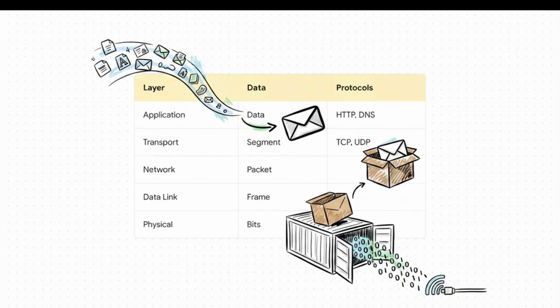Then, in the transport layer, it gets carved up into a segment. Moving down to the network layer, it's tucked inside a packet or datagram. Down again, it becomes a frame at the data link layer, until finally it's pushed out as raw physical bits. It is quite literally like putting a letter inside an envelope, placing that envelope into a cardboard box, and then loading the whole shebang onto a shipping container.